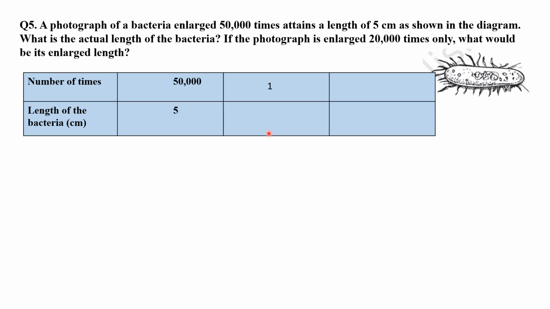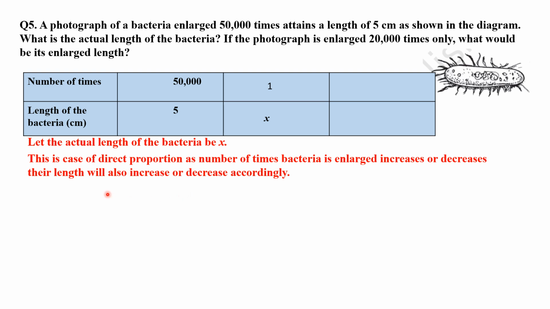So now I am going to assume the actual length of the bacteria be X over here. So again, it is a case of direct proportion, because when you increase the enlargement number of times, accordingly the length of the bacteria will increase. And if you decrease it, the length of the bacteria will decrease.